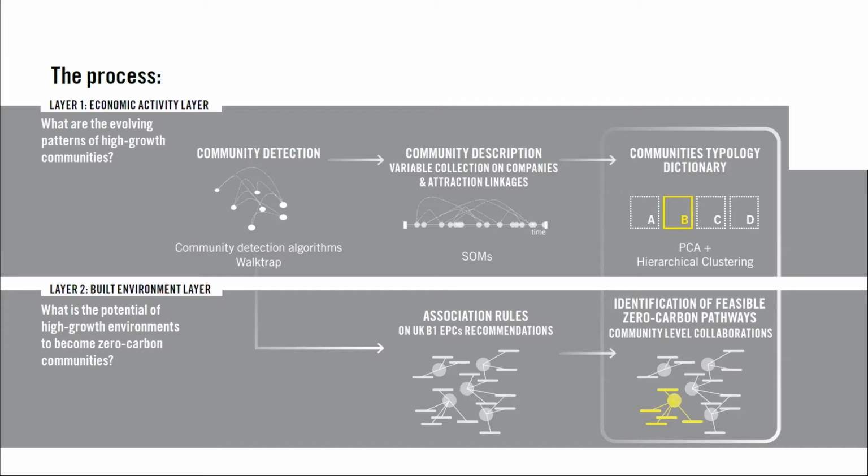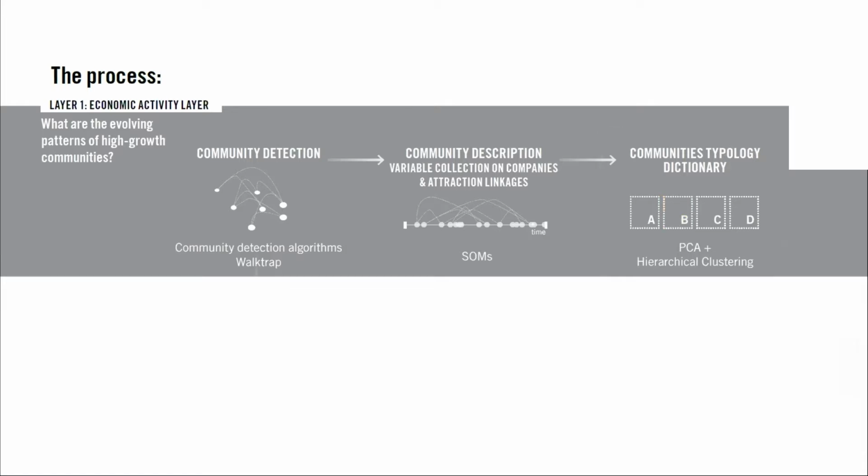And in parallel, on the built environment layer, we are first going to go through an exploration of association rules coming from the EPCs for the whole UK. So we are able to identify underlying patterns or structures within these rules. And then we will scale down this analysis to the specific communities, so we are able to identify the specific pathway to become zero carbon for each specific community.